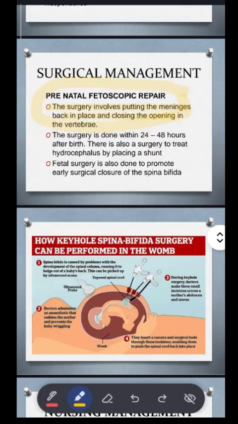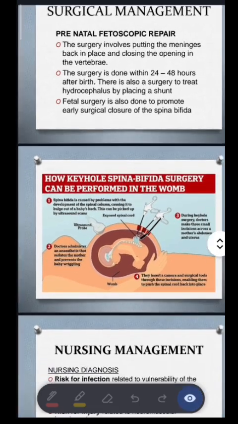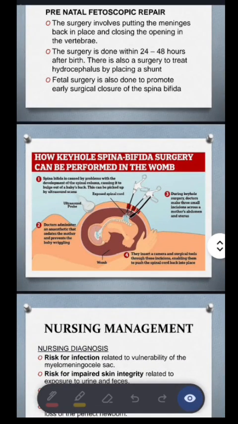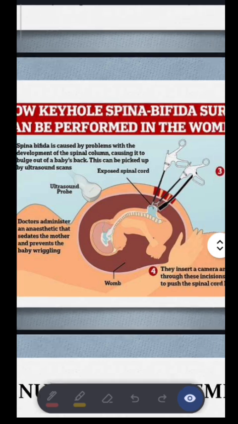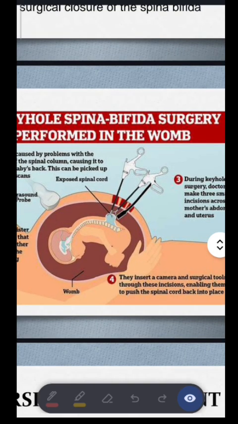Then next is about how keyhole spina bifida surgery can be performed in the womb. We can see that spina bifida is caused by problems with the development of the spinal column, causing a bulge on the baby's back. This can be picked up with the ultrasound scan. The doctor administers an anesthetic that sedates the mother and prevents the baby wriggling. Then in the mother's womb, we can see the bulging.